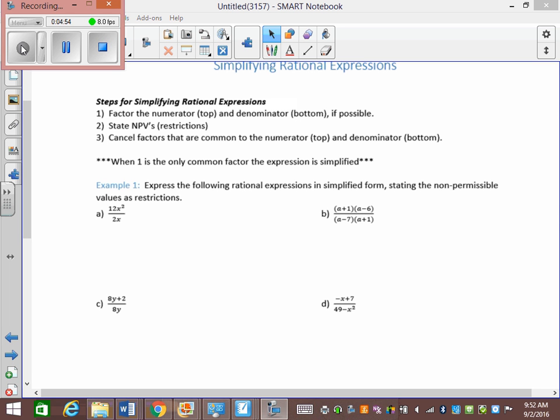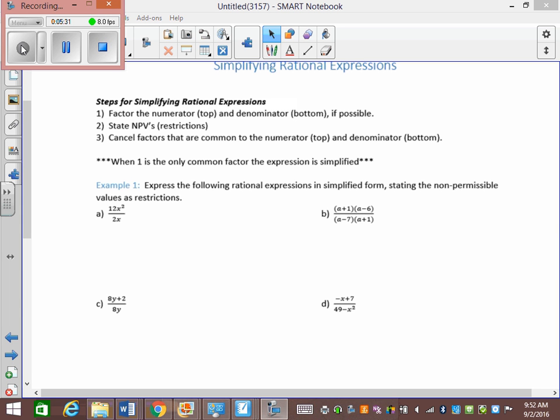So, what we've done so far with rationals is we've done non-permissible values, also called restrictions. We've done equivalent rationals where we multiply the top and bottom by the same thing, then we divide the top and bottom by the same thing to be equivalent, right? Now we're doing simplifying. Simplifying means make more simple. The only way you can make something more simple is by dividing the same terms out, right? Multiplying and dividing gets you equivalent, but multiplying doesn't get you simplifying. You can't multiply something and make it more simple.